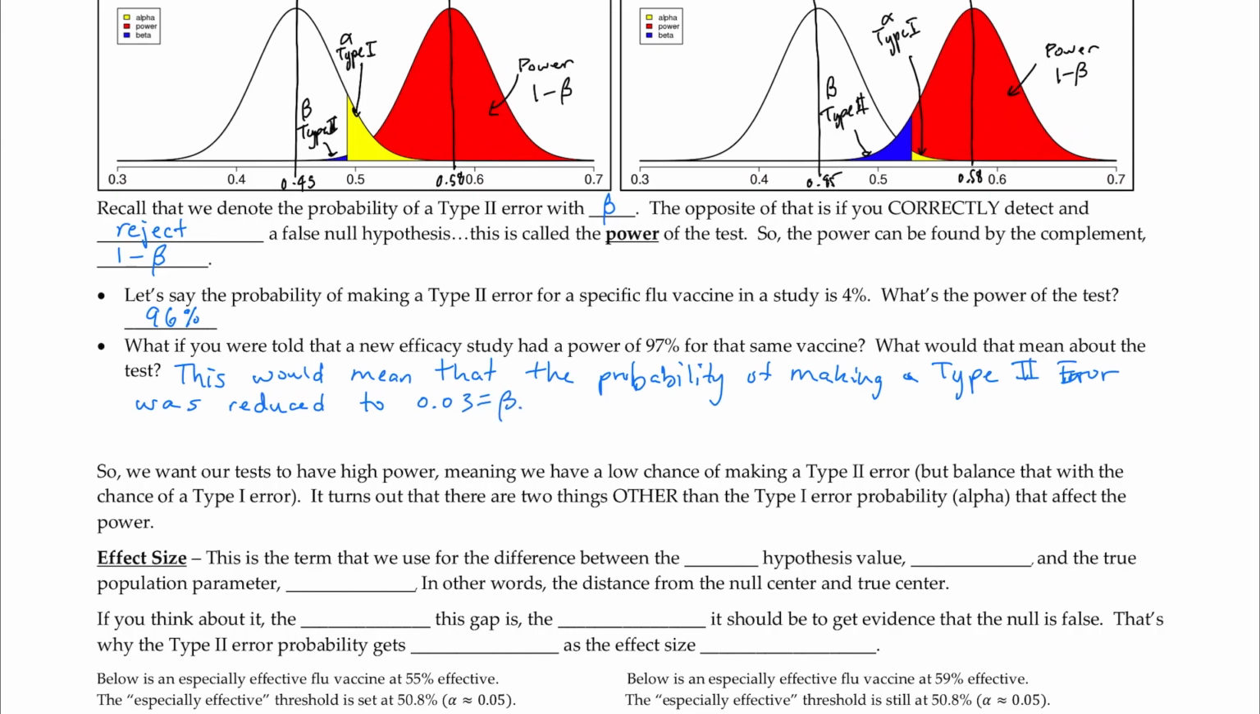Okay. So what does that mean in context for us here? Well, what that means is this new efficacy study is better at identifying, and I'm going to use that phrase again from last notes, especially effective vaccines.